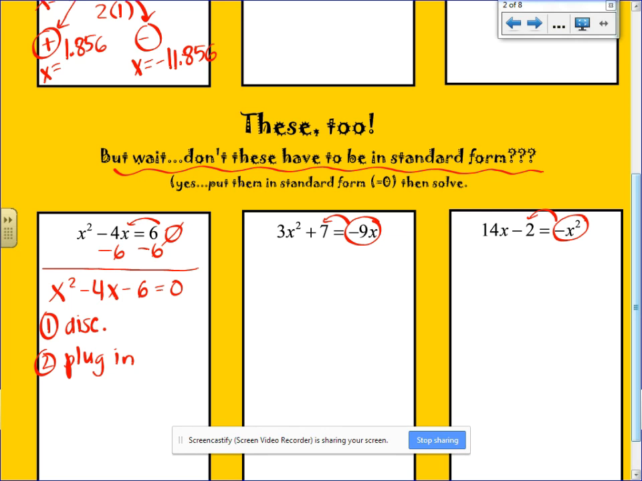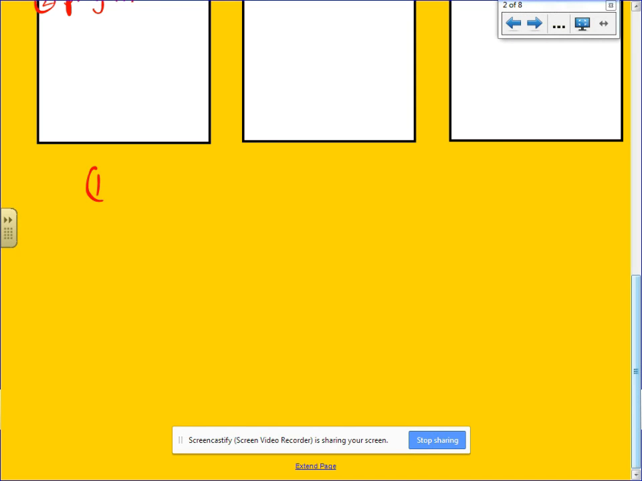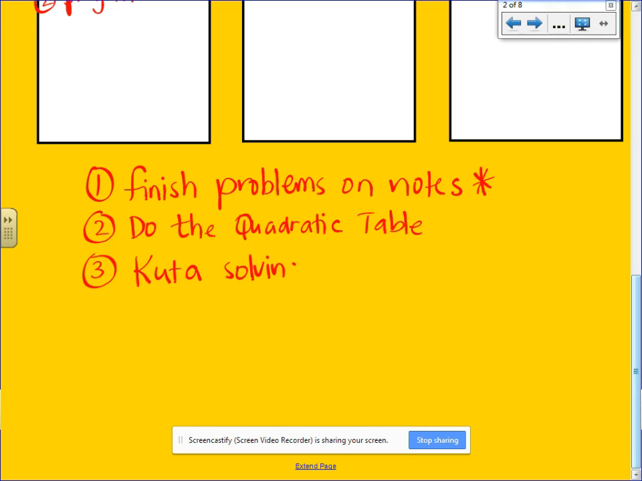All right, that is it for your notes. Here is what I need for you to do. First of all, I want you to finish the problems on the notes. I then want you to do the quadratic table. Now this is something that you might not get until you're in class tomorrow, so that's okay. So your only homework for tonight really is finish these notes. Now if you're one of those people who decided you didn't have to do that at night and you are sitting in class right now doing this, then of course you have to do all of what I'm going to list. And then the next thing is solving using quadratic formula.